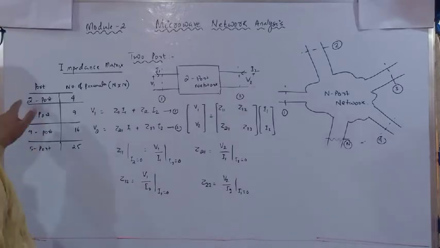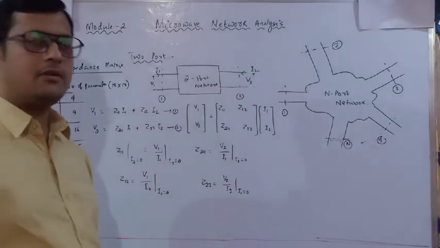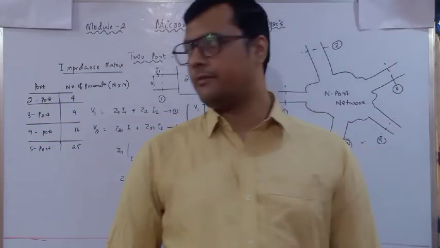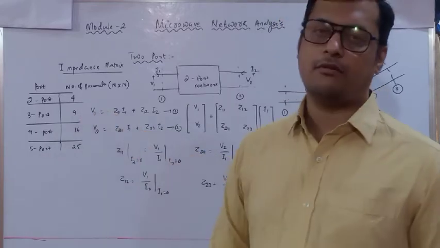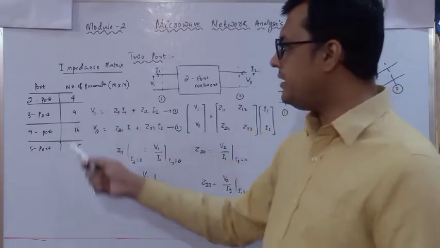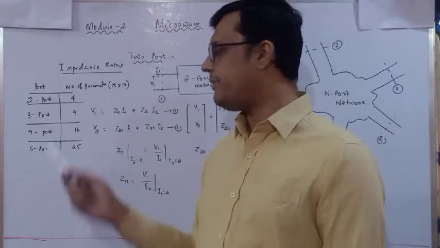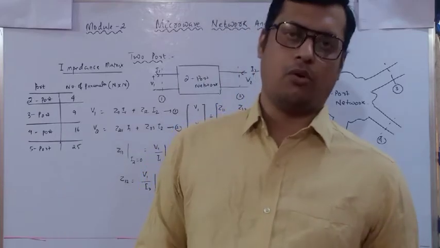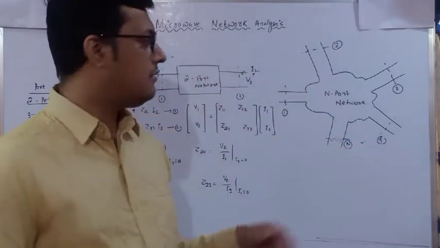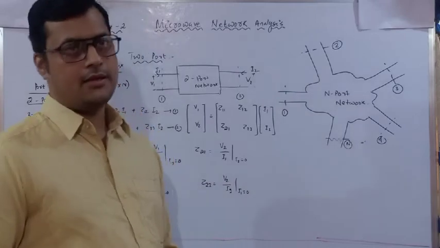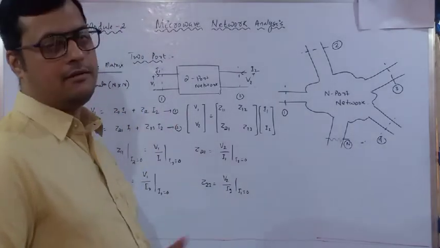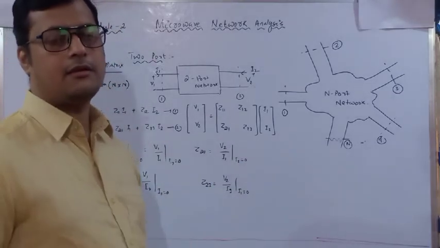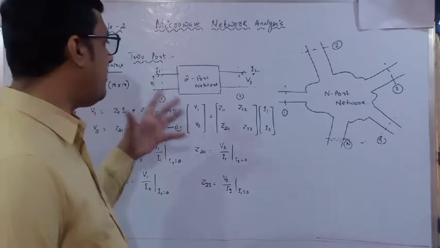If n is 2, the number of ports is 2, so the number of parameters is going to be 4. If the ports are 3, the total number of parameters is 9. If it is 4, then 16, and if it is 5, then 25, and so on. Depending upon the number of ports, we identify the number of parameters. So here I have discussed Z, which is called the impedance matrix. Now we will discuss the admittance matrix for the same 2-port network.